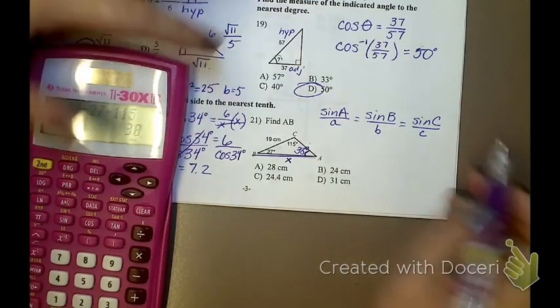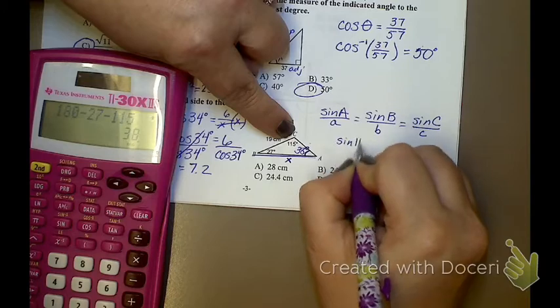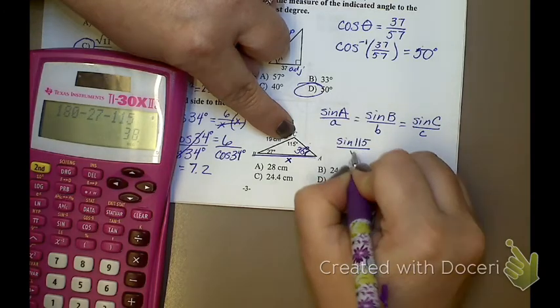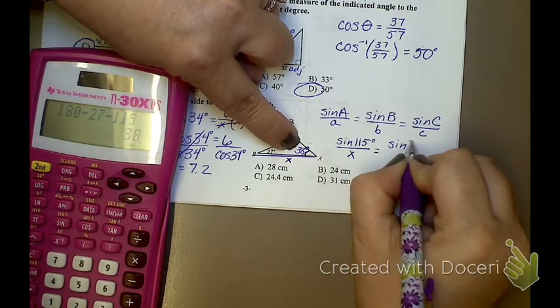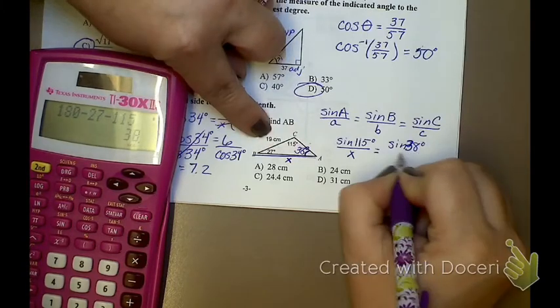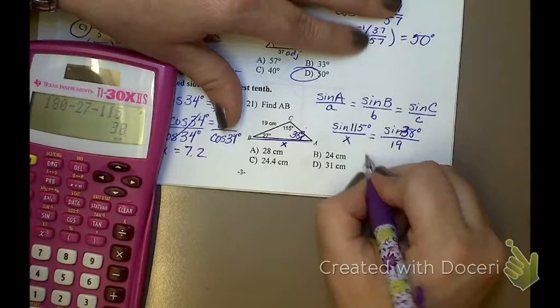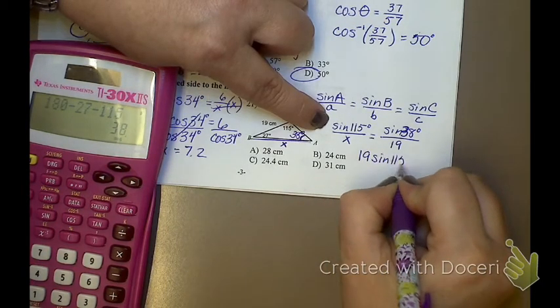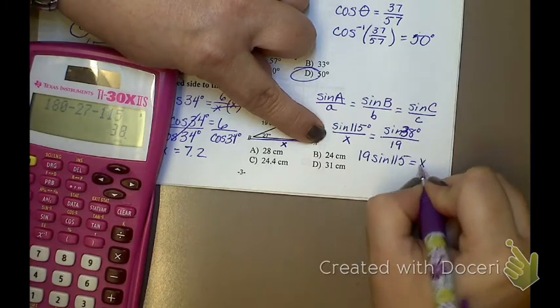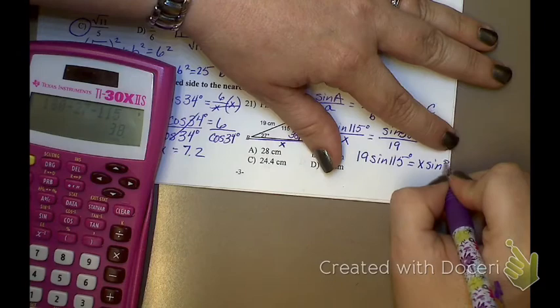Now, I can put sine of 115 over X equal to sine of 38 degrees over 19. How am I going to solve that? Cross multiply. 19 times the sine of 115 equals X times the sine of 38. I'm running out of paper.